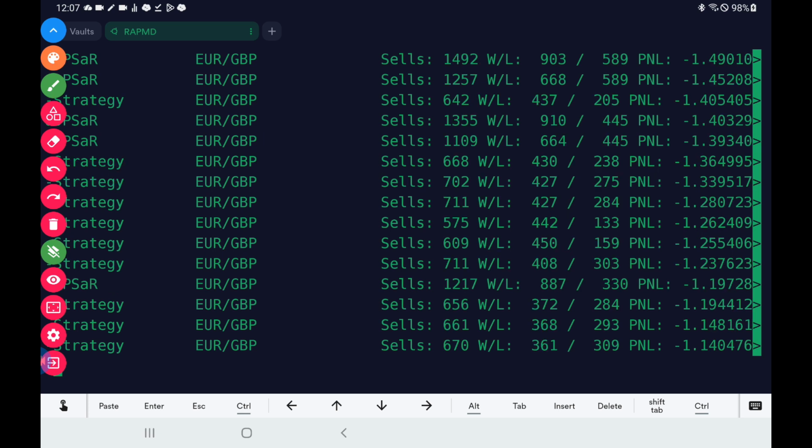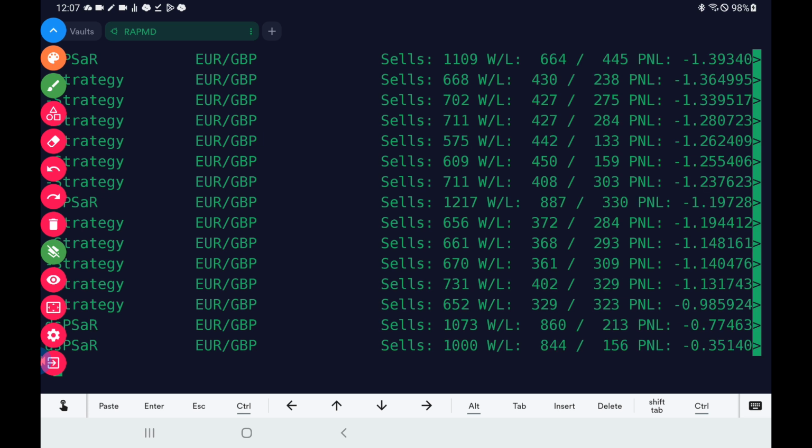And as we continue to look through the chart, we can see quite a few high win rates versus loss rates. So when somebody says they win 4 out of 5 trades or 3 out of 5 trades, that does not mean that they are profitable.